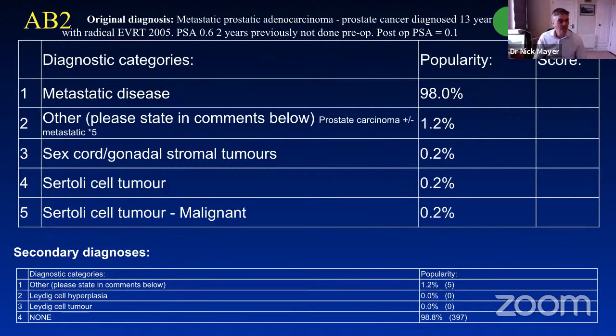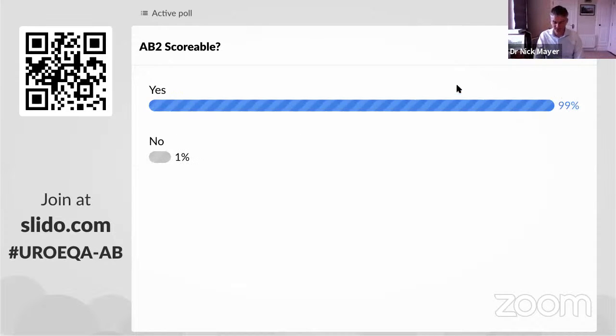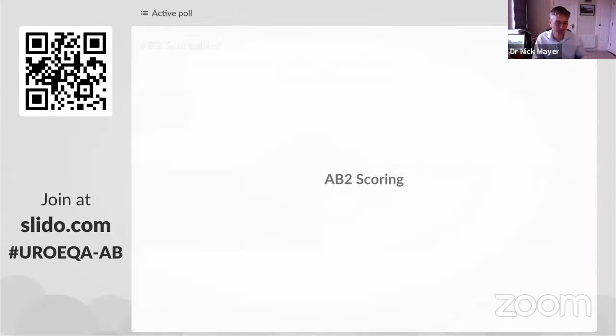Yeah, I think they're all let's put it to a vote points then. Yes, and let's put it to the vote. I was just being devil's advocate there. So let's see what you think. So is it scoreable? I suspect from those comments we can see what you're going to say. And yes, you think it is. Very good. So we'll score away.